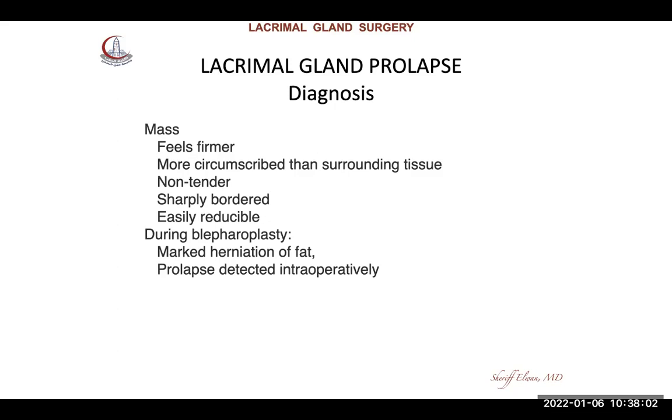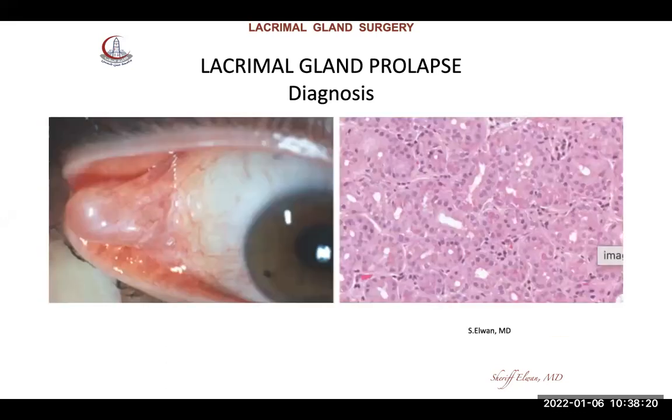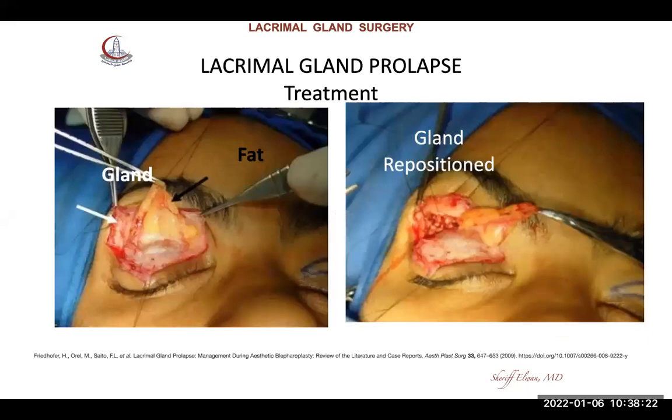And as we said in the lecture on blepharoplasty, when there is marked herniation of fat, you might be confused with the gland. You have to identify it and detect it intraoperatively and reduce it. This is when we expose the lacrimal gland, we can differentiate the fat from the gland. The gland is clear in appearance and the fat is yellow.